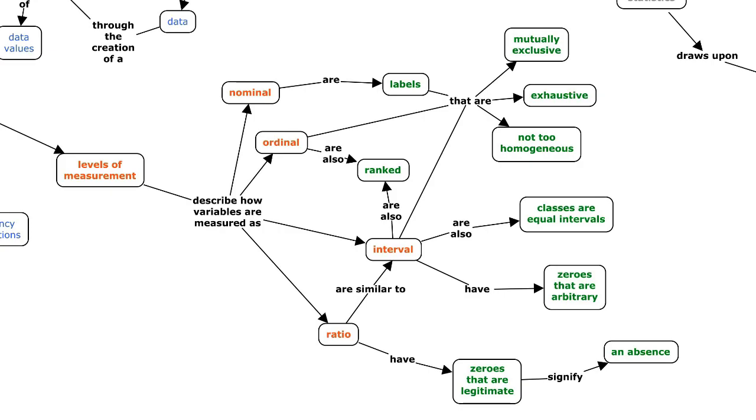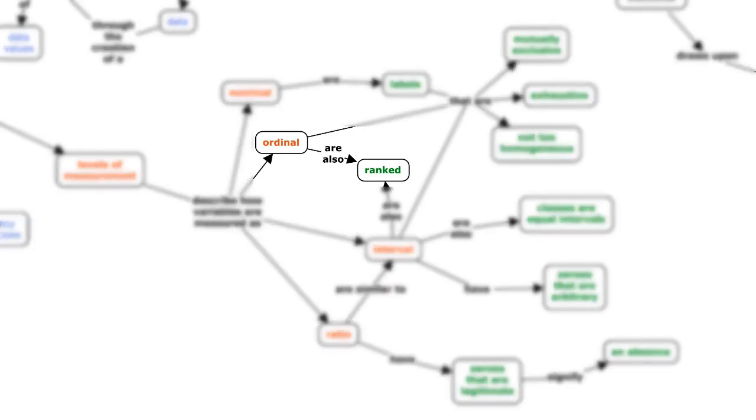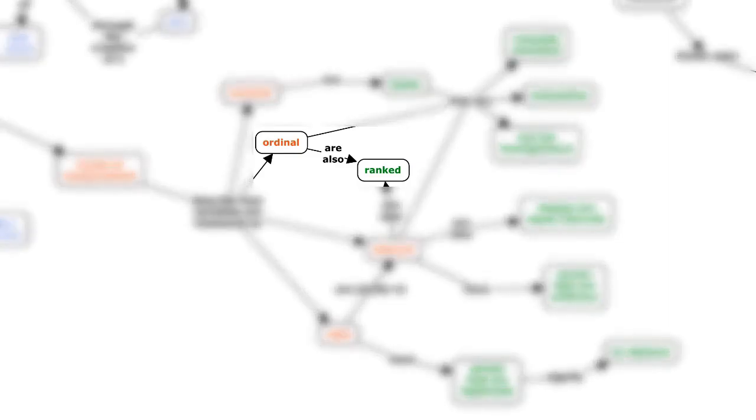You'll also note that ordinal levels of measurement are very much like nominal levels of measurement. These are also labels, but they have the additional characteristic that makes them rankable.